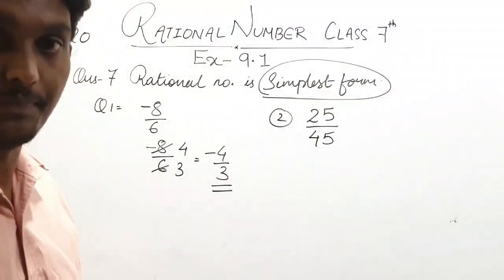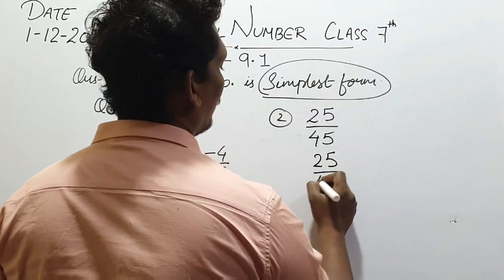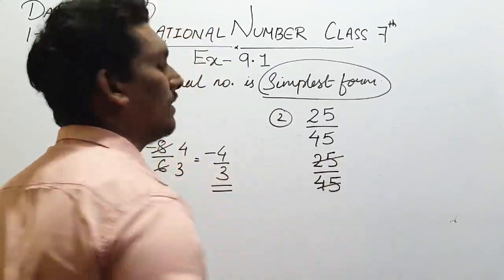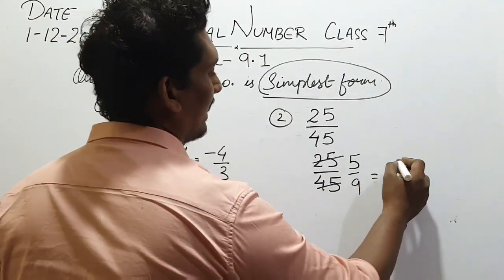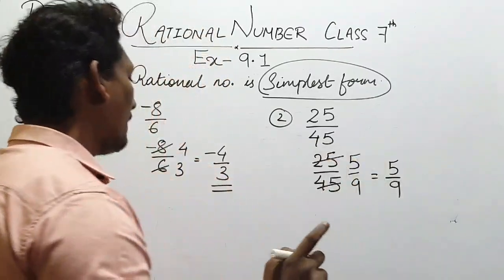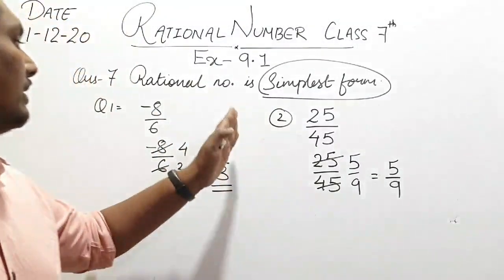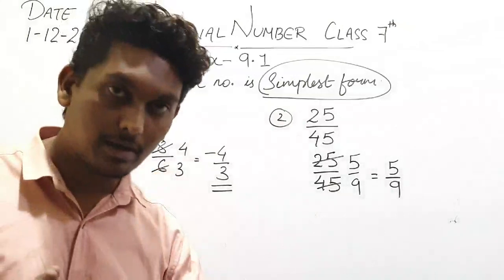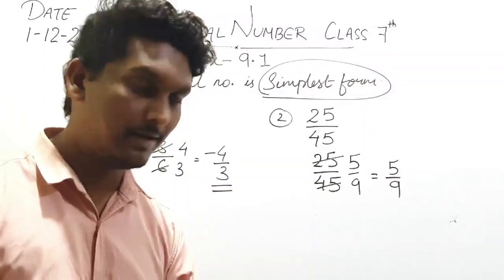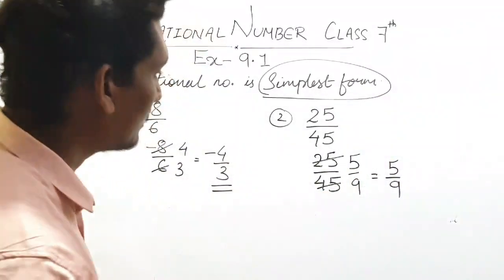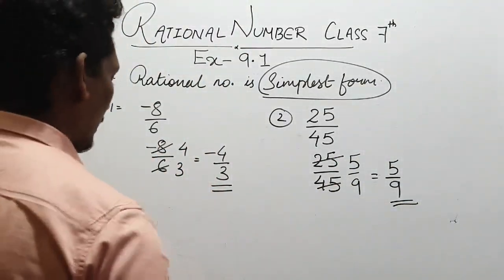Same way we have to do this one also. Question is 25 upon 45. Let's start with the table of 5. 5 5s are 25 and 5 9s are 45. The answer is 5 by 9. And be careful about the signs. If the question has a negative sign, then in the answer also this negative sign should be there. And if the question is positive, no need to put any sign there. Just write the answer. Just divide it properly. So here the final answer is 5 by 9, right?